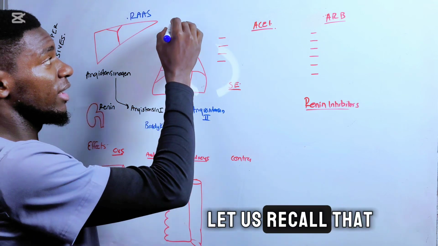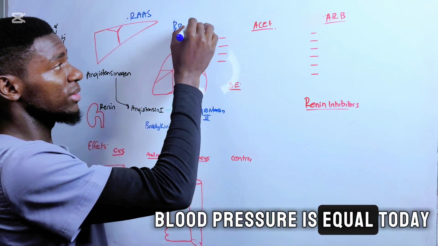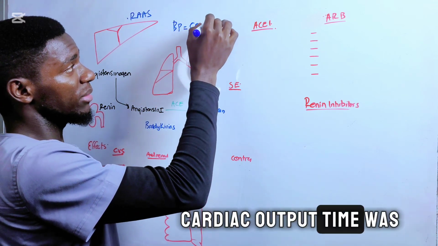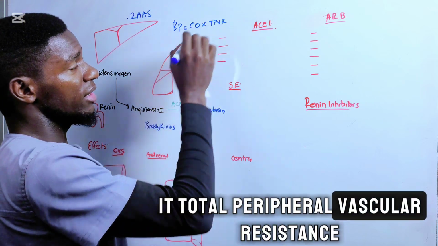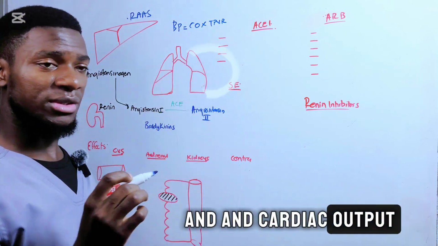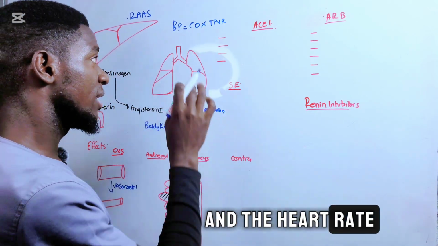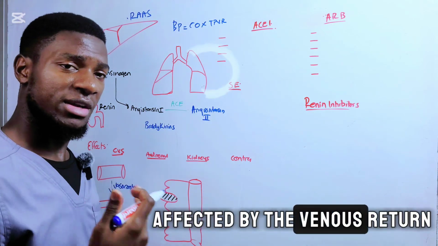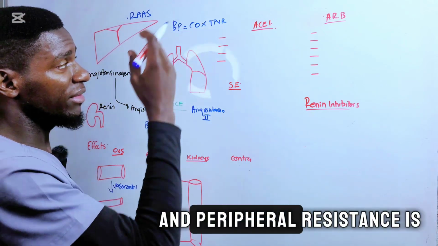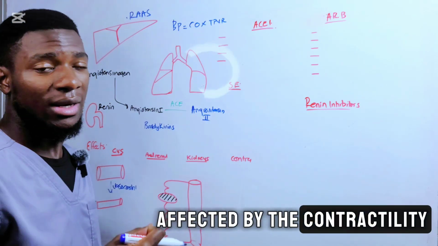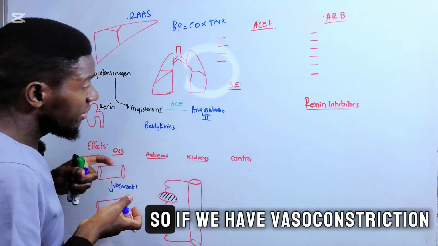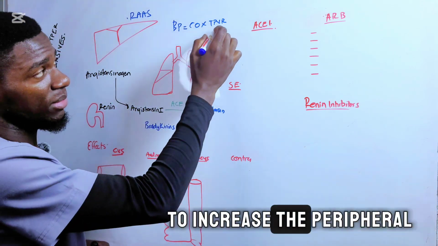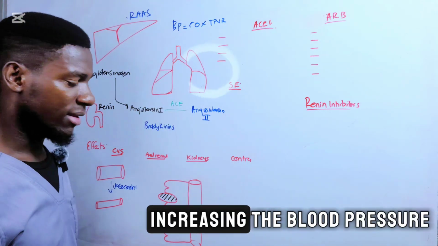Let us recall, blood pressure is equal to the cardiac output times the total peripheral vascular resistance, and cardiac output is affected by the stroke volume and the heart rate. Stroke volume is highly affected by the venous return, what we call the preload, and peripheral resistance is affected by the contractility and compliance of the blood vessels. So if we have vasoconstriction, we increase the peripheral vascular resistance, increasing the blood pressure.